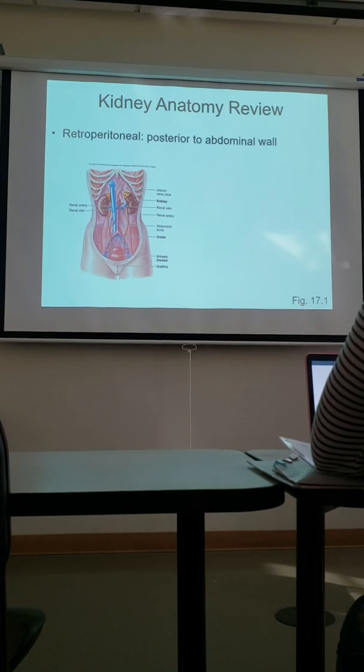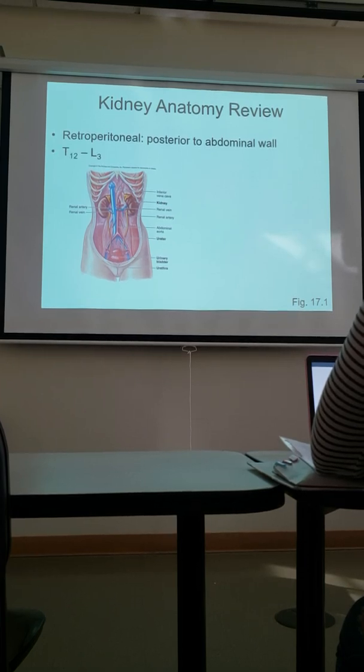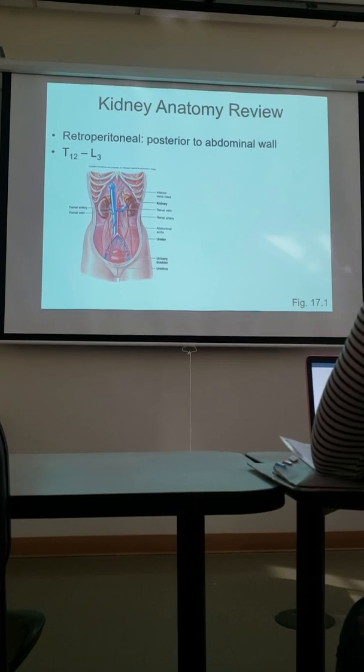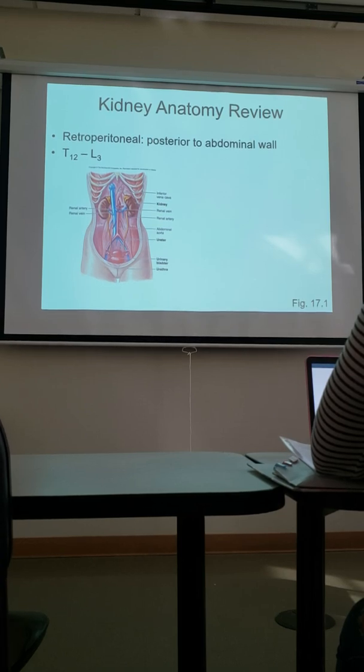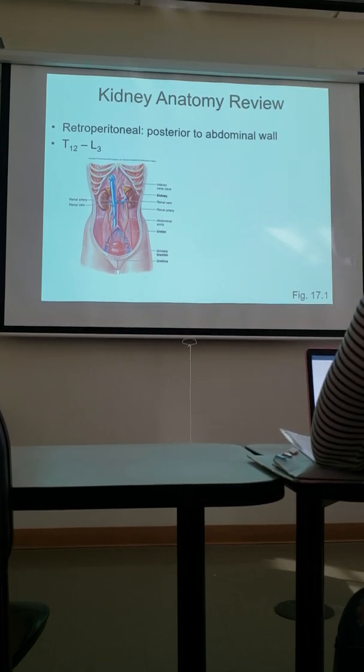They're retroperitoneal. Remember, that means they're behind the peritoneum membrane. So they're on the posterior part of the abdominal wall. They're at about the level of T12 to L3. So do you guys remember what T stands for? Yep, thoracic. So remember the 12th thoracic vertebrae, right? You have 12 thoracic vertebrae. And what does L stand for? Lumbar. So they go to about the 3rd lumbar vertebrae.